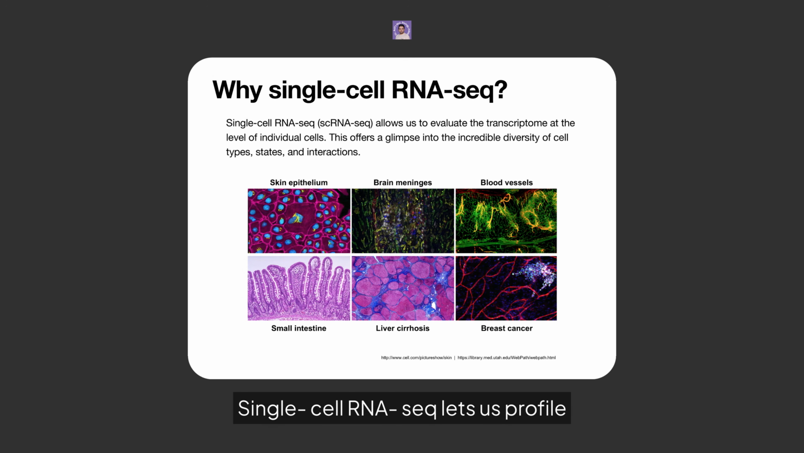Single-cell RNA seq lets us profile gene expression in individual cells rather than averaging across tissue. This reveals the diversity of cell types and states in skin, brain, vessels, intestine, liver, and tumors, and helps us understand how complex tissues function and respond to disease.